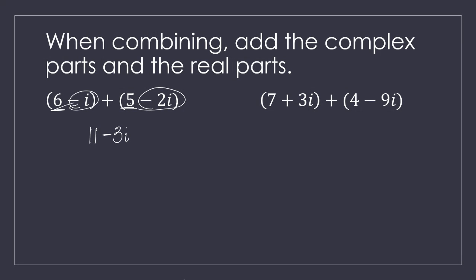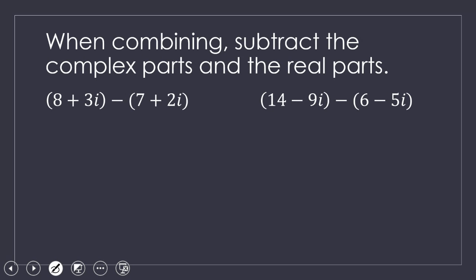This is kind of the same thing we were doing with polynomials. You're just combining like terms. The like terms are the real parts and the complex parts. So we just put them together. So 7 plus 4 is 11, and 3i plus negative 9i is negative 6i. Okay, easy enough, I hope.